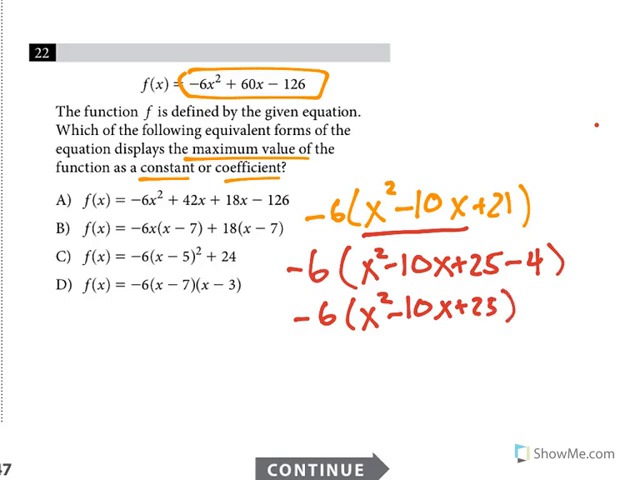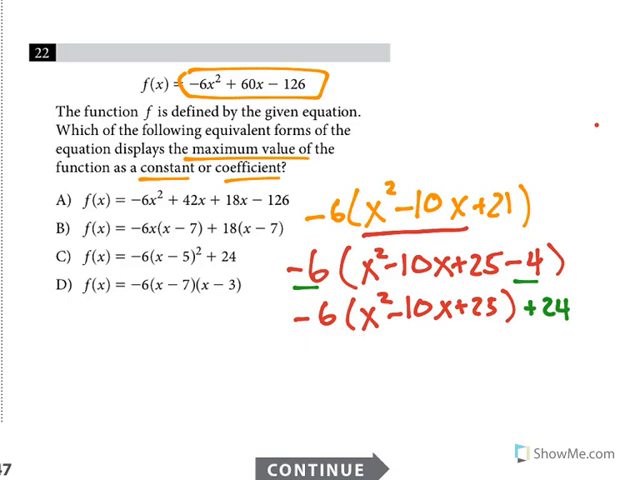Now here's the problem, right? This is not -4. This is -6 groups of -4. So when I bring this outside of the parentheses, I need to multiply -6 by -4. Now if I was to redistribute, I'm going to get -6x squared, positive 60x, and -150 plus 24 is -126. I just do that as an example to show you that everything I did so far is mathematically sound.